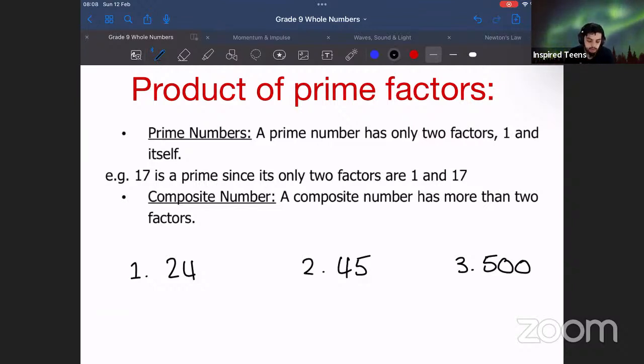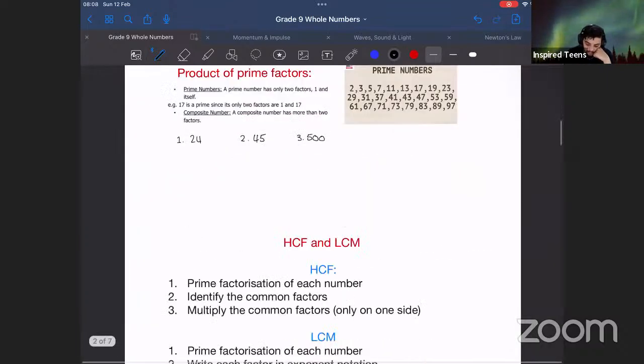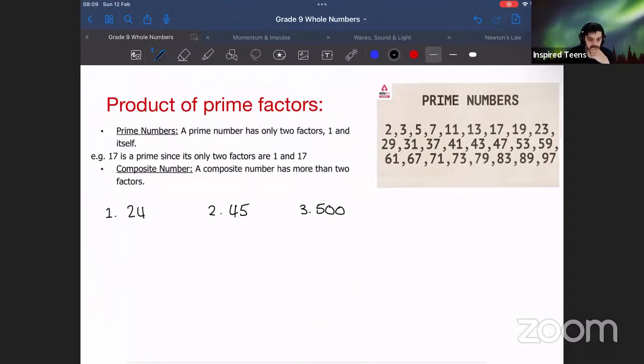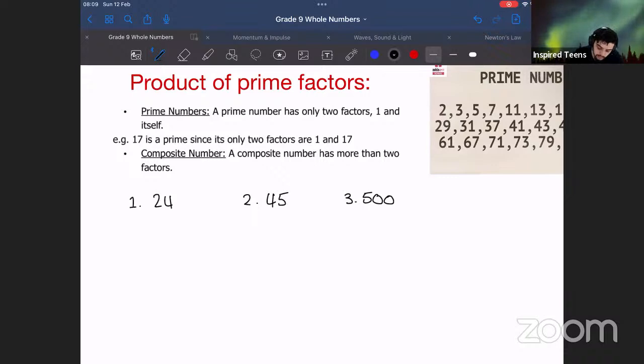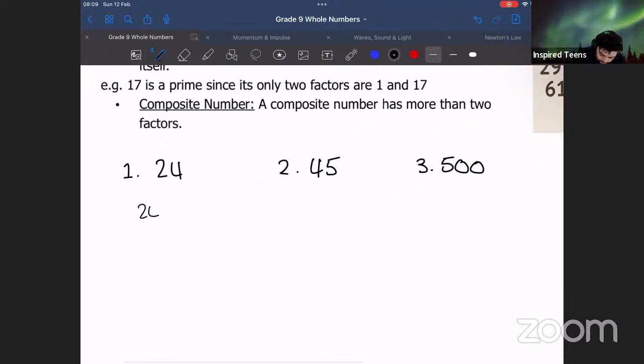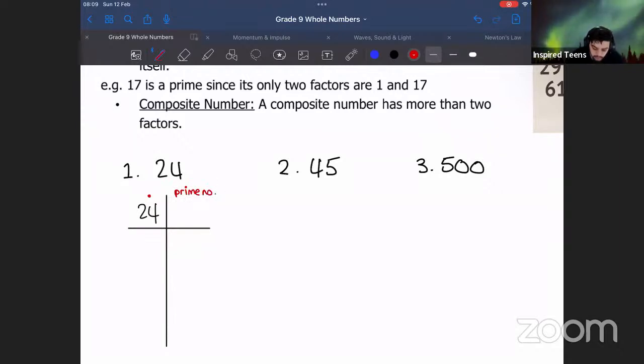Now let's look at product of prime factors, which for the most part, until HCF and LCM, should be revision from grade 8. When we're writing something as a product of its prime factors, we utilize the ladder method. So we write out the number and we draw a ladder as such. Essentially, we are going to constantly divide our number on the left by a prime number. The only numbers that go on the right are prime numbers. We constantly divide 24, or whatever number is on the left, by a prime number.